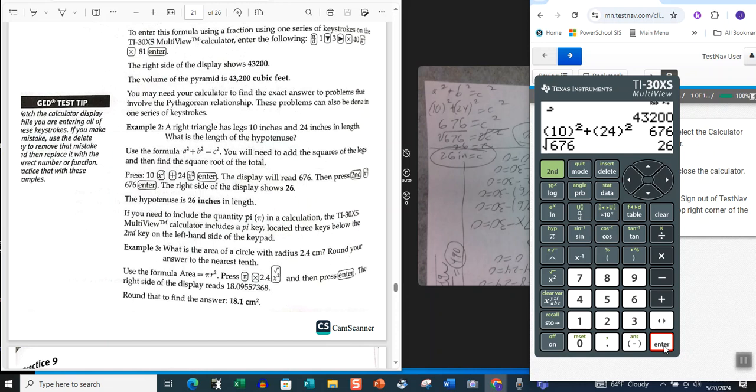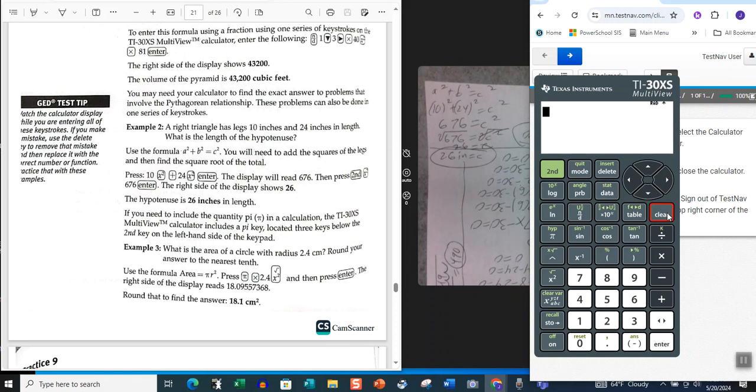It says here, if you need to include the quantity pi in the calculation, the TI-30XS multi-view calculator includes a pi key, located 3 keys below the second key. So if you look here, 3 keys below, this is the pi key here, on the left-hand side of the keypad. Now, if they're asking you to use a calculator, you could use that pi key instead of 3.14, or you could just type in the 3.14.